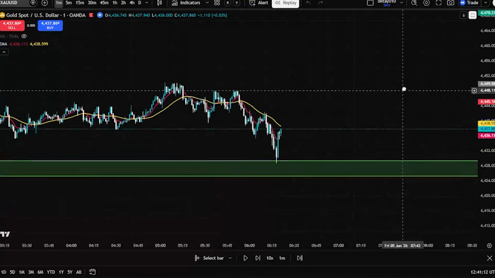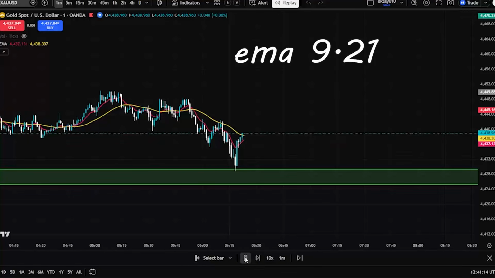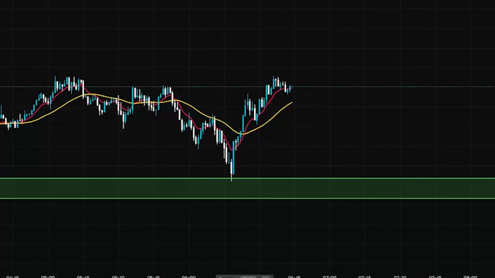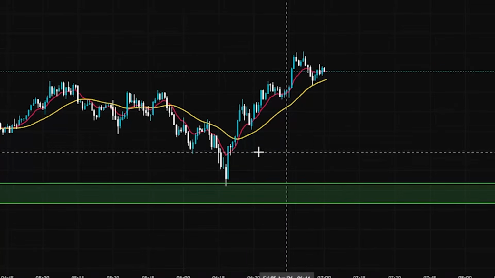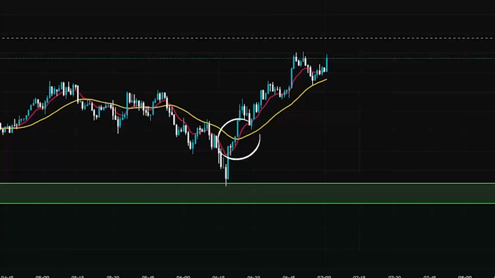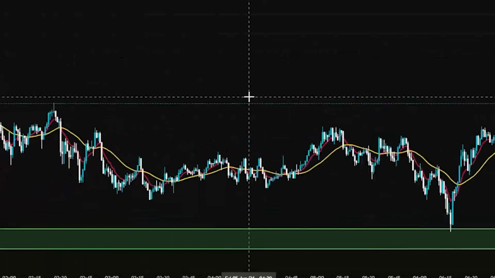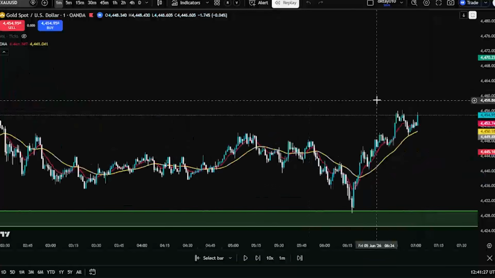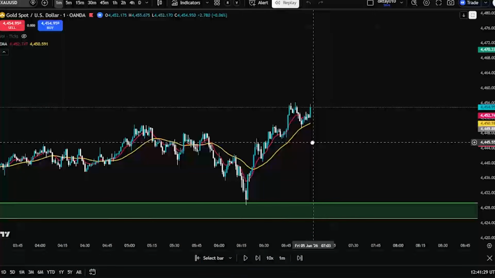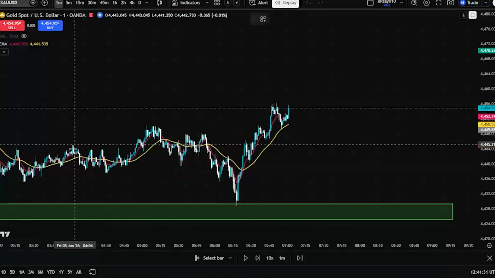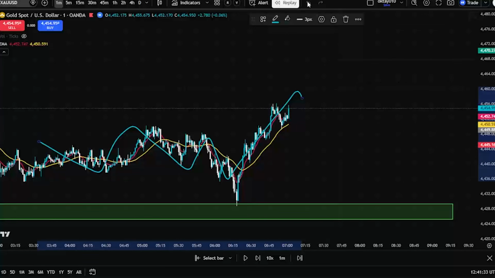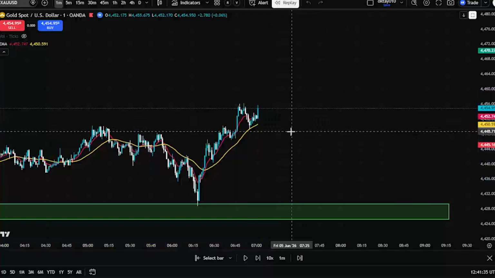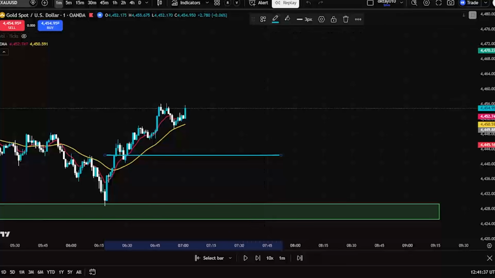Now let's move on to our first tool, the fast EMA. I use the EMA 9 and 21. When the EMA 9 crosses the EMA 21 upwards, it's time to buy. When the EMA 9 crosses the EMA 21 downwards, it's time to sell. This method is very fast and works great for 1-minute scalping, but sometimes the signals can be misleading.